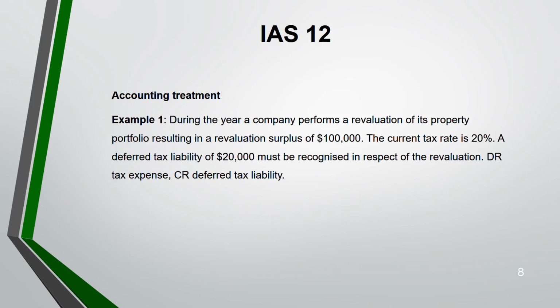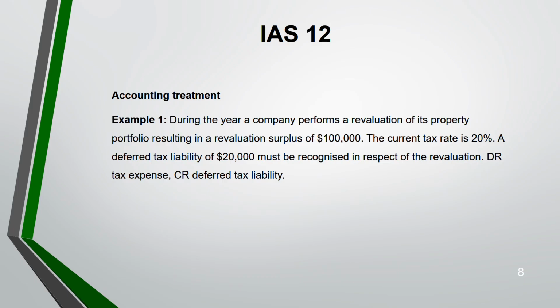Okay. Now, example 1. There are two examples which we are going to go through. Example 1. During a year, the company performs a revaluation on its property. So the revaluation surplus is 100,000. The current tax rate is 20%, so 20% on that 100,000. It's a deferred tax liability. 20,000 will be recognized. Why liability? Because when revaluation happens, the carrying amount increases. The tax base will not change.